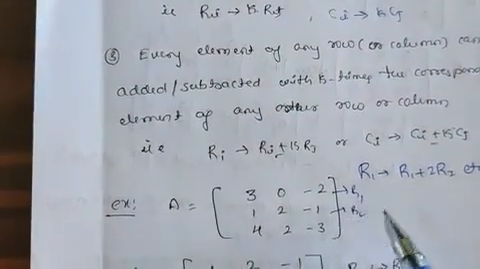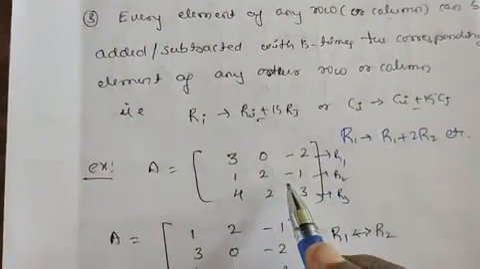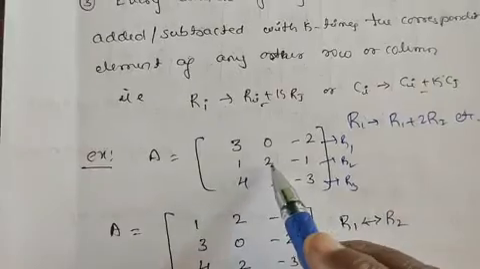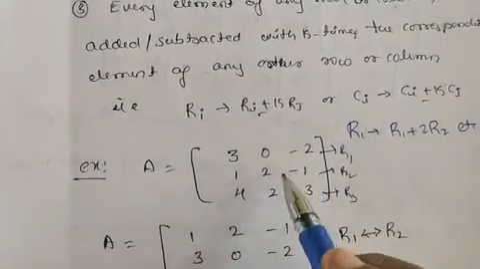This is second row. We can interchange here, this is third row. We can interchange any rows or columns. It doesn't make any difference. We can interchange here first and second row. So write the elements of second row first, then first row.